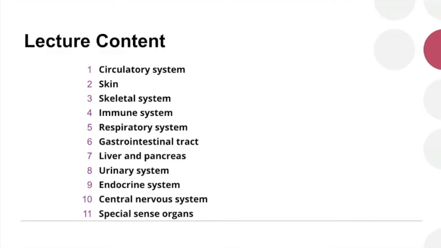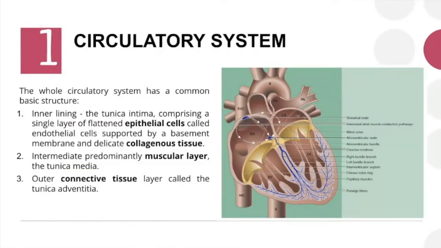to look at. The first one is the circulatory system. Basically, the structure, it has the inner lining and intermediate muscular layer and also the outer connective tissue. So basically, our heart, the main organ in the circulatory system, is made up by epithelial cells, the inner lining, and it has also different types of muscular layer and different types of connective tissue that are lining the outer layer.